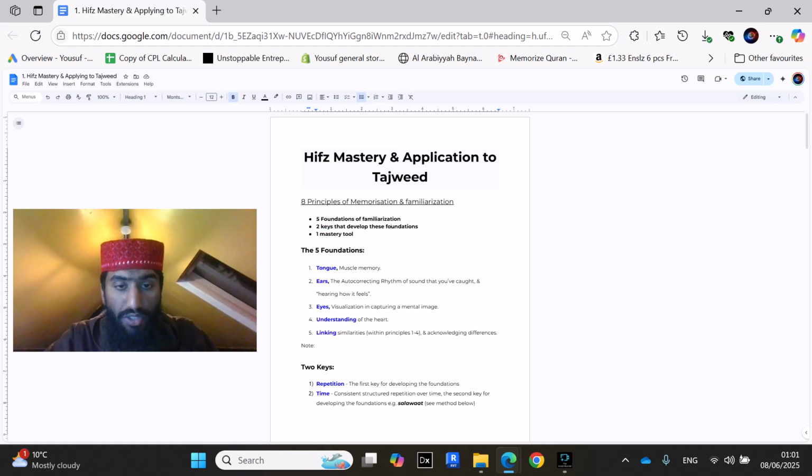The 5 foundations are comprised of 3 senses, which is the tongue. Okay, which is to do with muscle memory, and also strength of the tongue. So muscle memory, yeah, okay. Then you have the ears. That is to do with your auto-correcting rhythm of the sound that you've caused, and hearing also how it feels. Those 2 things.